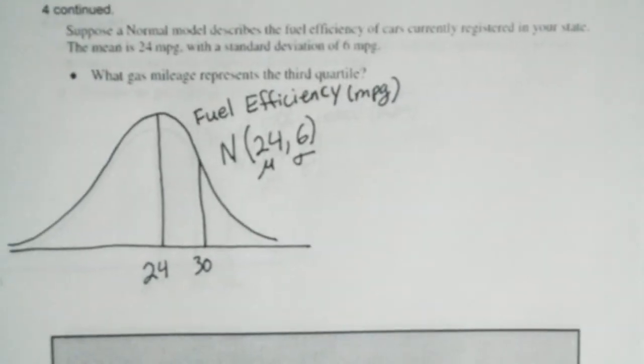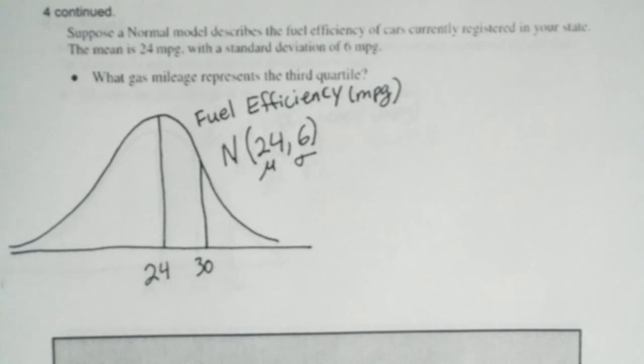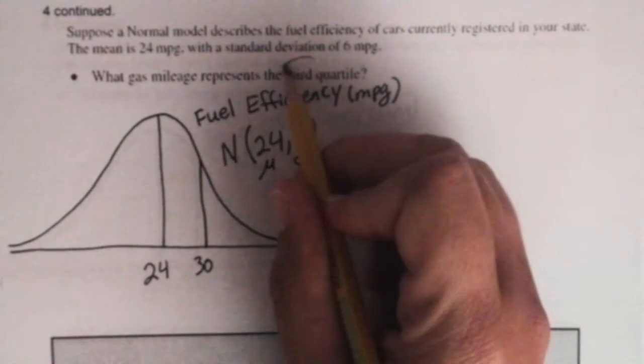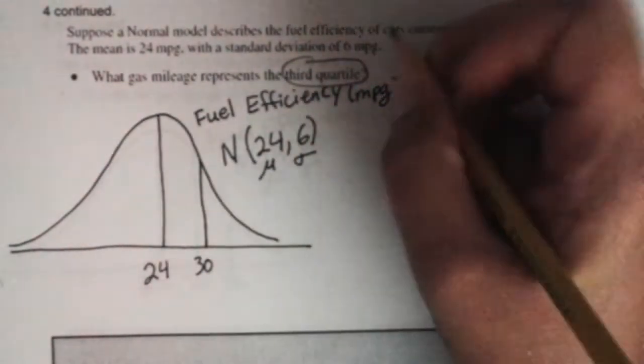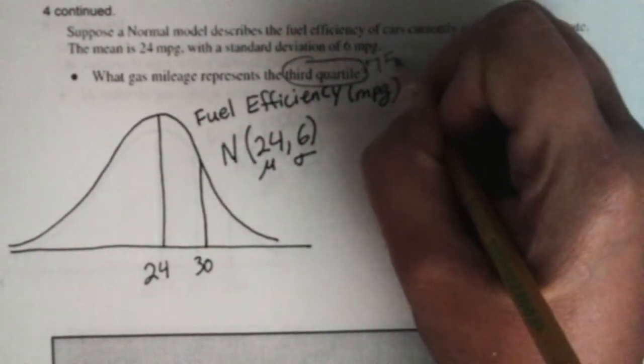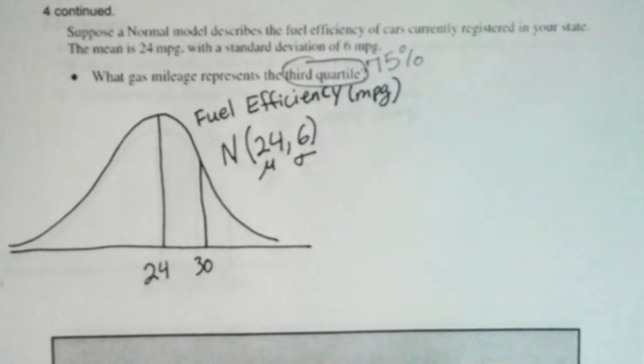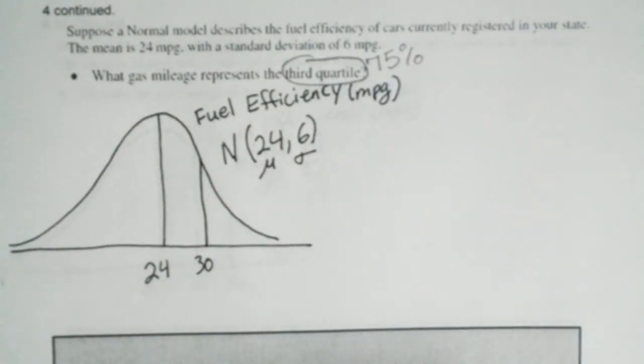Okay, page 9, same scenario. Start with the same illustration, but this time it asks us what gas mileage represents the third quartile. So quartiles are 25% each. The third quartile, this tells us we're looking at 75%. Okay? So again, we're going to be doing an inverse norm.